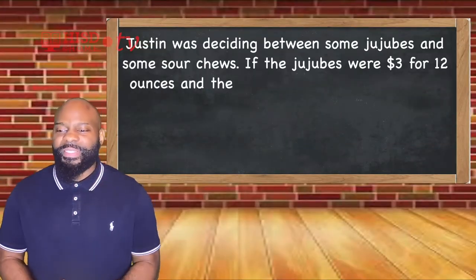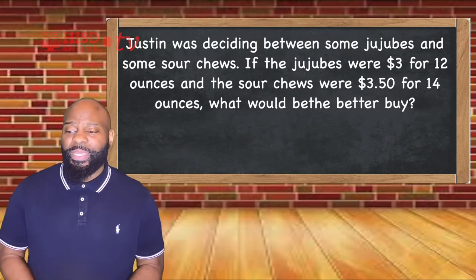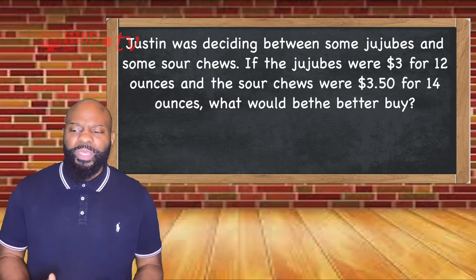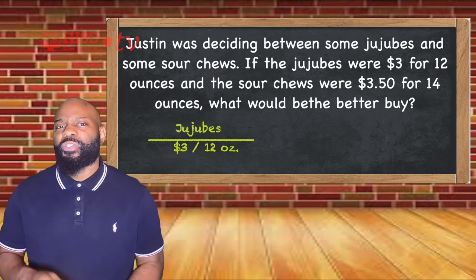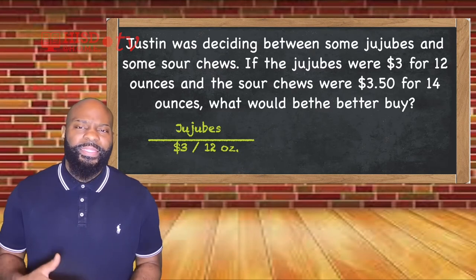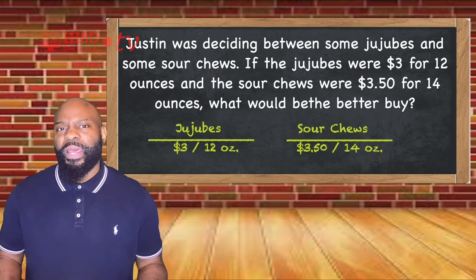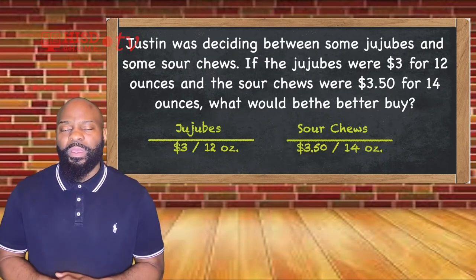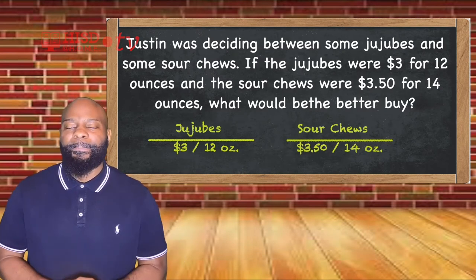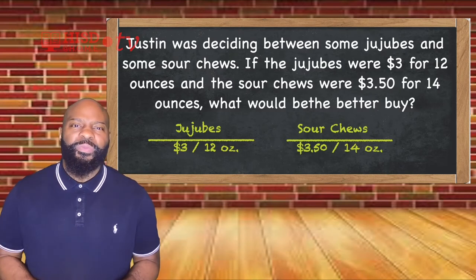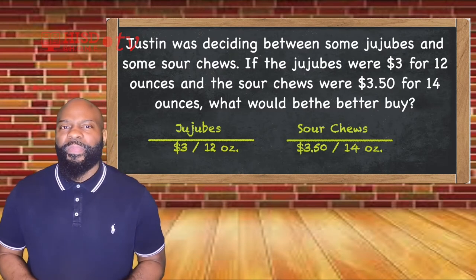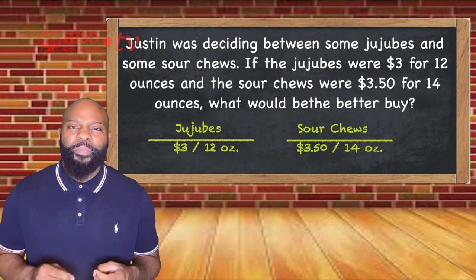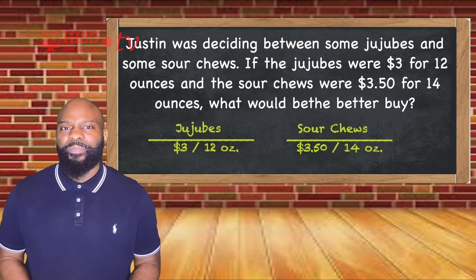Okay, Justin was deciding between some Jujubes and some Sour Chews. If the Jujubes were $3 for 12 ounces, and the Sour Chews were $3.50 for 14 ounces, what would be the better buy? I need to know the unit rate for this particular purchase, and I can break down how much I am spending per ounce of candy.